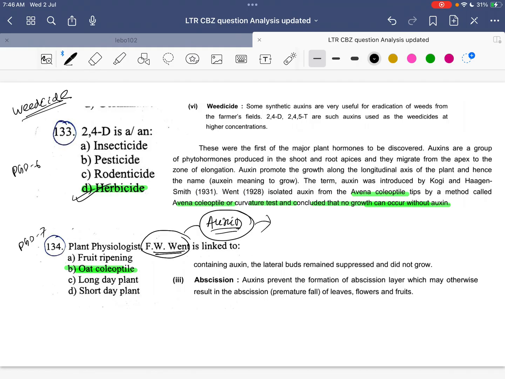The auxin was discovered by Kogl and Haagen-Smith and Went. See, Went located auxin from the Avena coleoptile tips by the method of the Avena coleoptile curvature test. He concluded that no growth can occur without auxin.